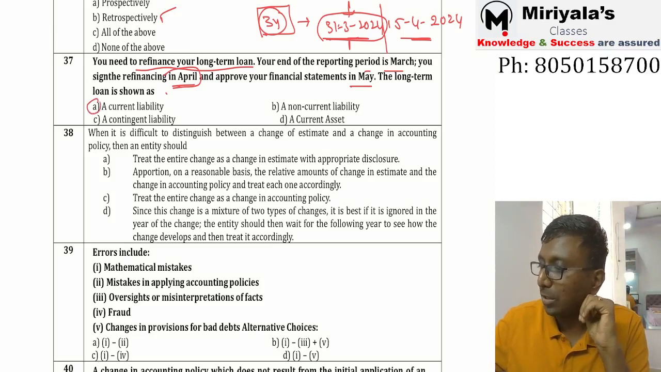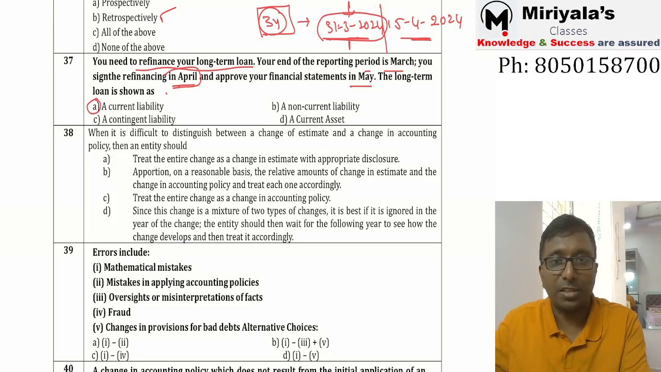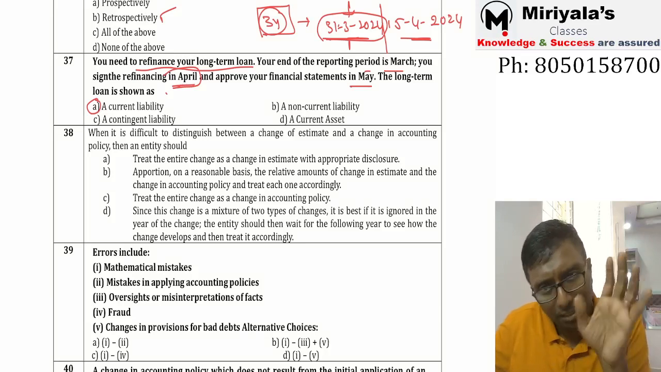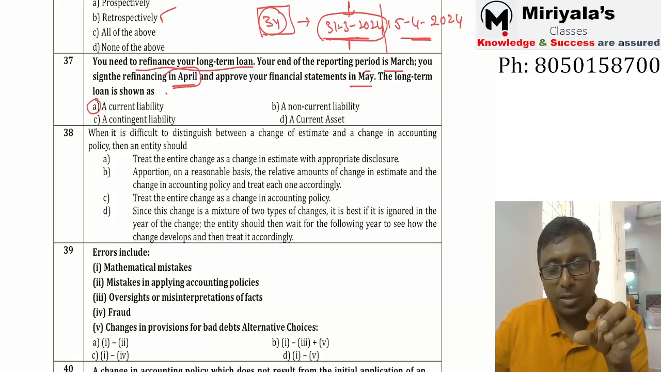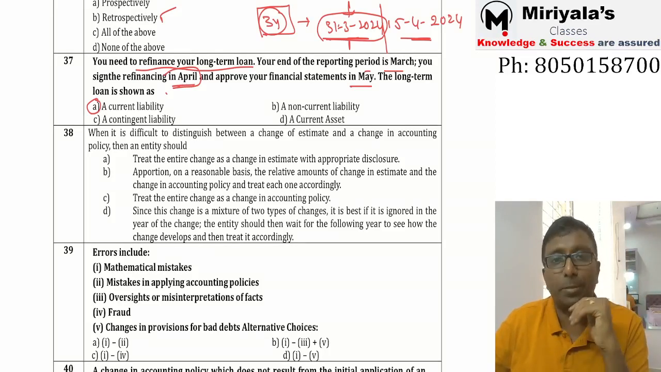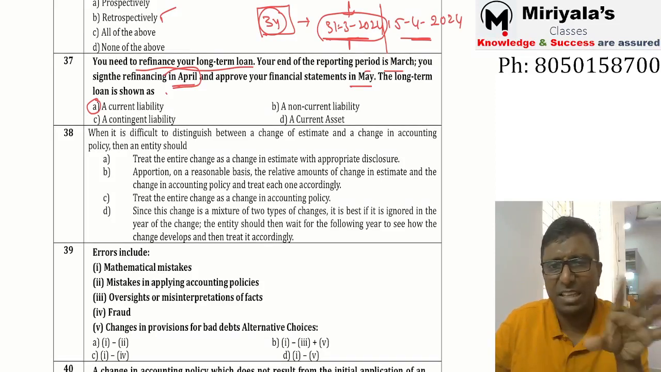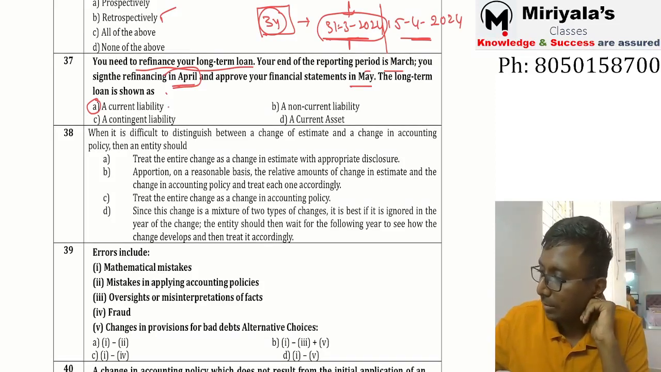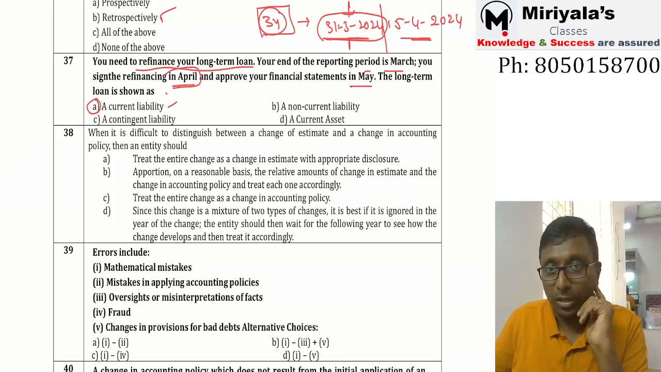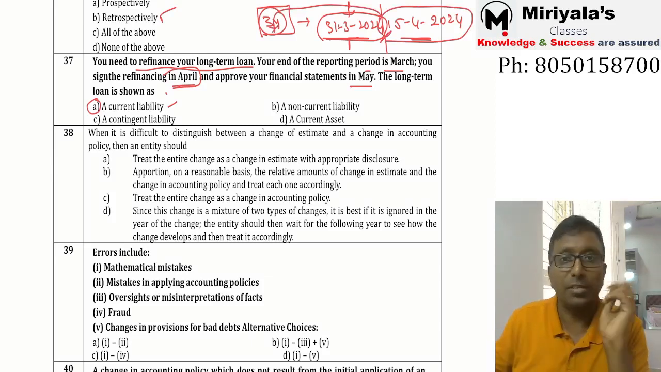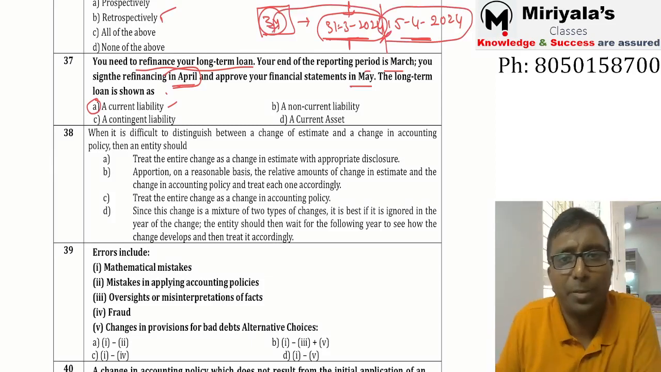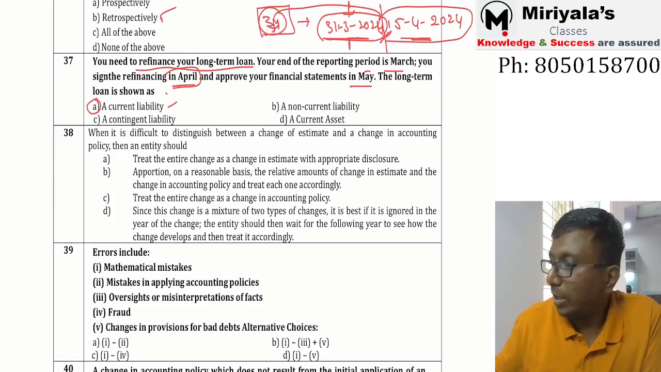It is supposed to be a current liability. As on 31st March, it is a current liability. This is not an exception to the carve out. There is no covenant that was not followed or defaulted, and it is a current liability without any doubt. Suppose the refinancing had happened before 31st March, then it is a long-term liability depending upon the period of refinancing.